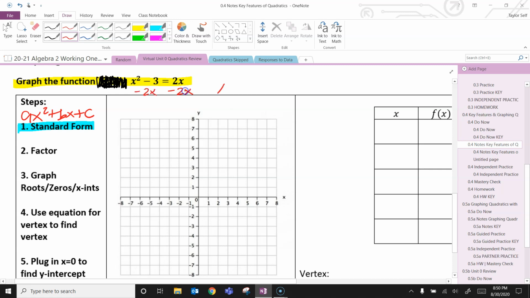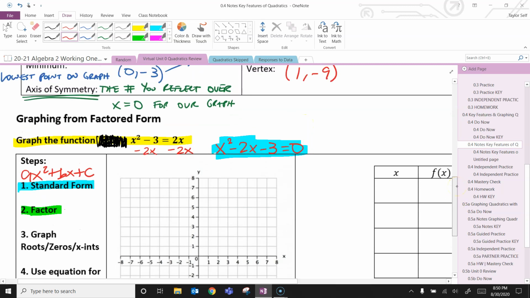That way we have x squared minus 2x minus 3 equals 0. Cool. So now we are in standard form. Next step is factor. We're going to very quickly use the box to factor this. I'm going to do it right here.